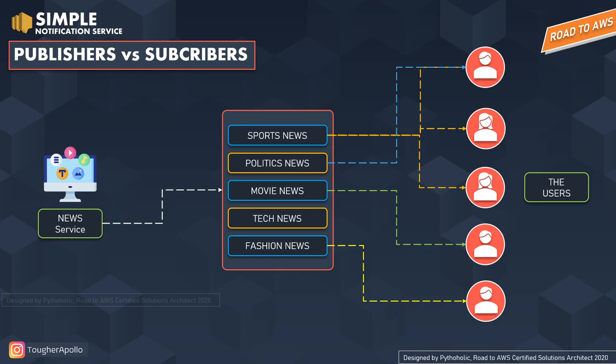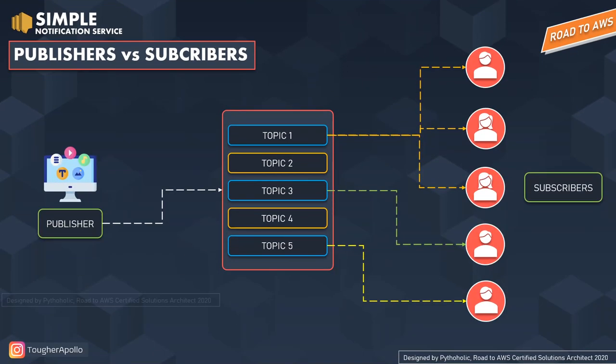So we have our news service here and we have a list of topics that the news service provides us, among which we have sports, politics, movie, tech and fashion as well. And then we have our users, and if you see, the first three users are interested in sports news. And the first user is interested in both sports and politics. And of the last two users, one is interested in movies and the other one is interested in fashion. If we see that in a subscription model, the news channel acts as a publisher and the users are the subscribers who have subscribed to the topic.